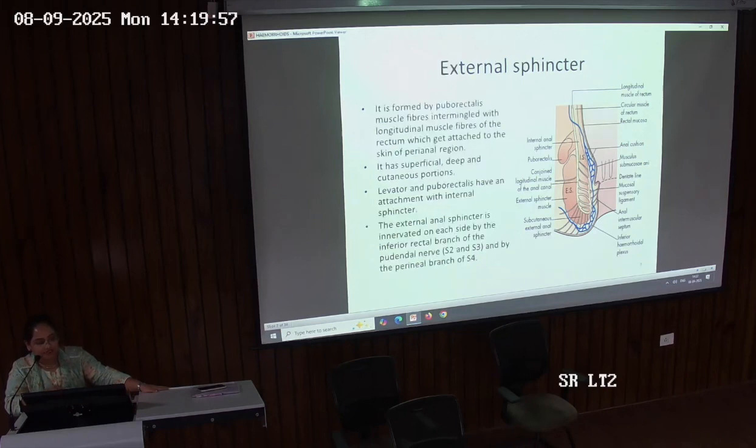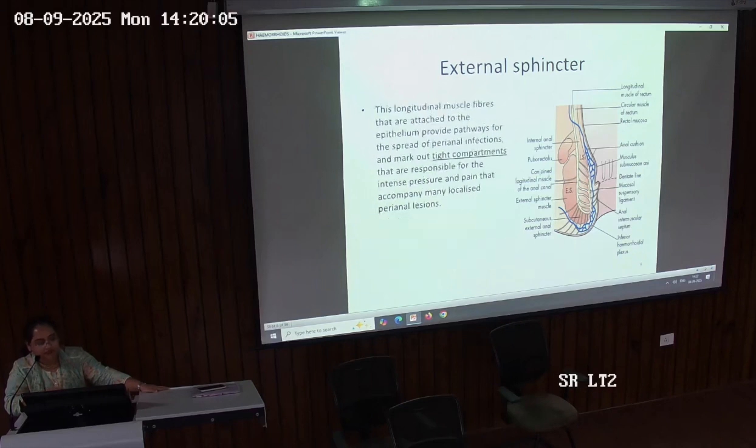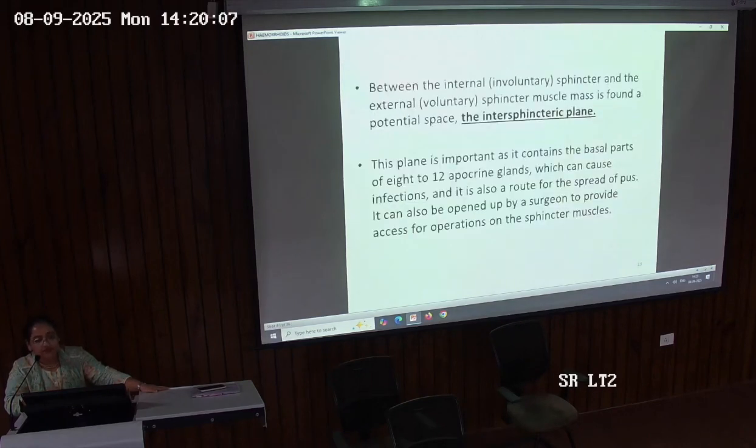This is the external sphincter. It is formed by puborectalis muscle. The puborectalis along with levator ani. The internal anal sphincter is usually involuntary and external anal sphincter is voluntary, although the sphincter muscle mass is found to a potential space for intersphincteric plane.